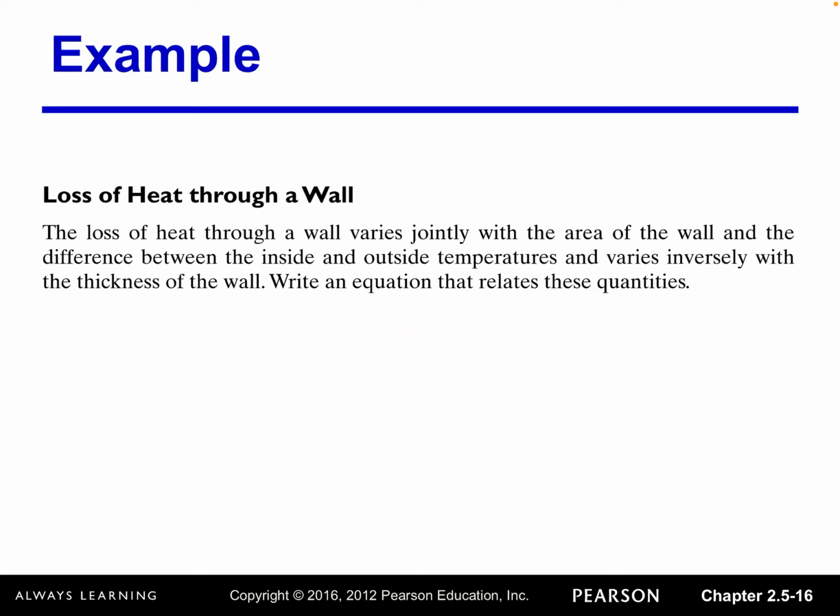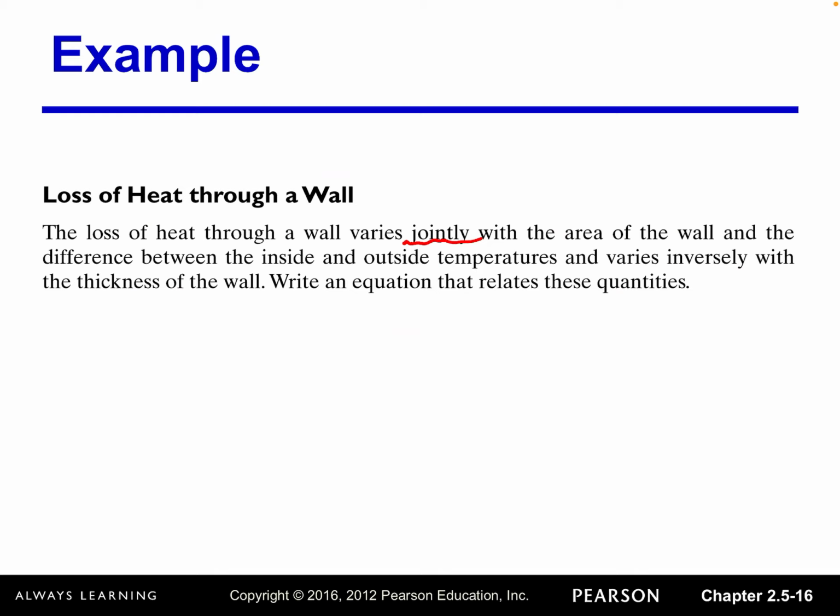The loss of heat through a wall varies jointly, okay, the keyword is jointly, with the area of the wall and the difference between the inside and outside temperatures, and varies inversely with the thickness of the wall. And also write an equation that relates this quantity.